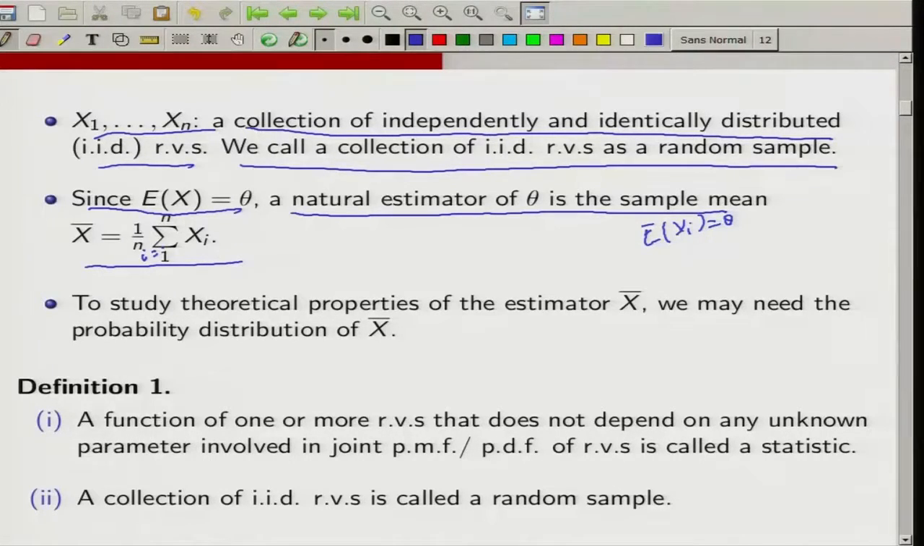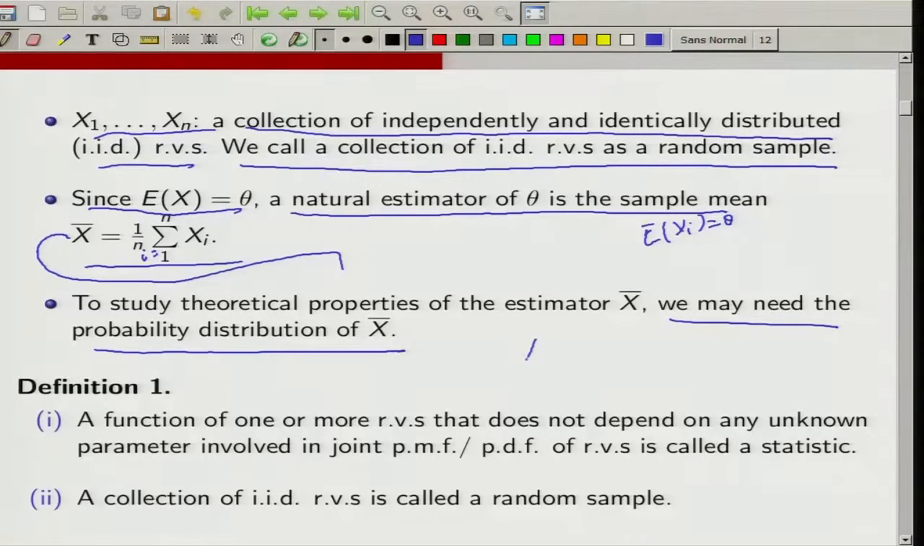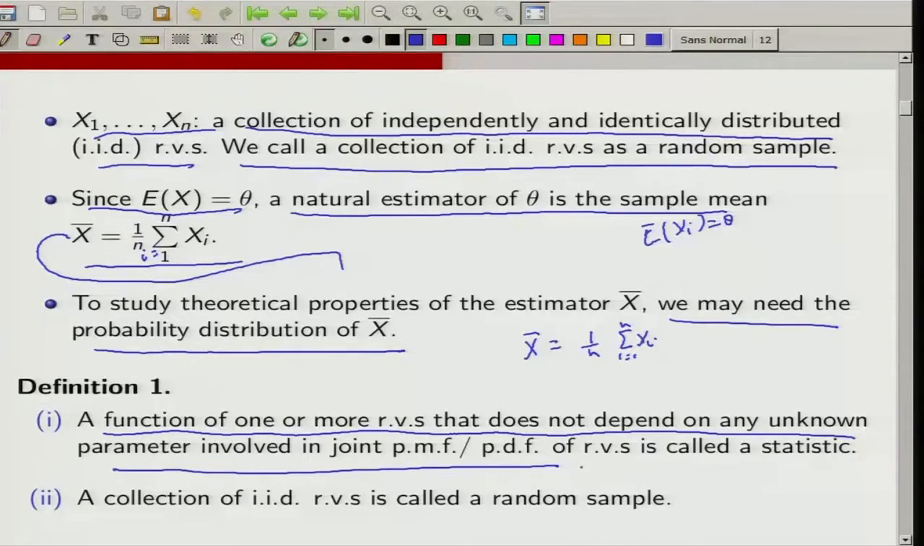Now to study how good this estimate X bar is, we may need the probability distribution of X bar. So here I am interested in the probability distribution of a function of X1, X2, ..., Xn, which is given by X bar = (1/n) summation i = 1 to n Xi. Let me give the following definition. A function of one or more random variables that does not depend on any unknown parameter involved in the joint PMF or PDF of the random variables is called a statistic.